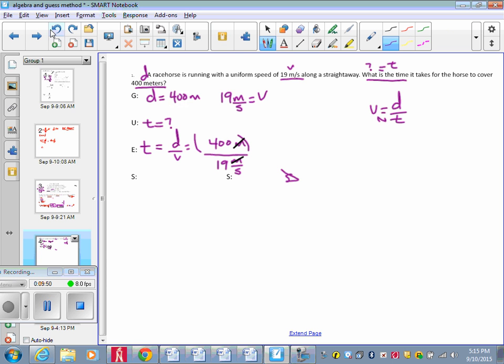I put this in the calculator, and I get, not to 2 decimal places, 21.05 seconds. Okay, good job. Let me know if you have any questions.